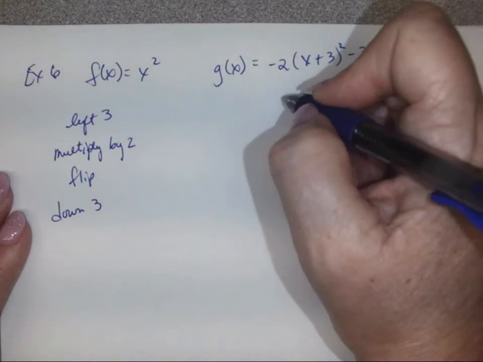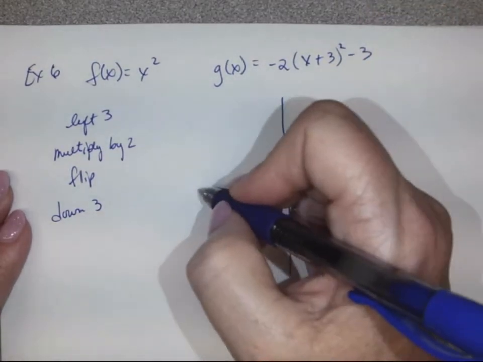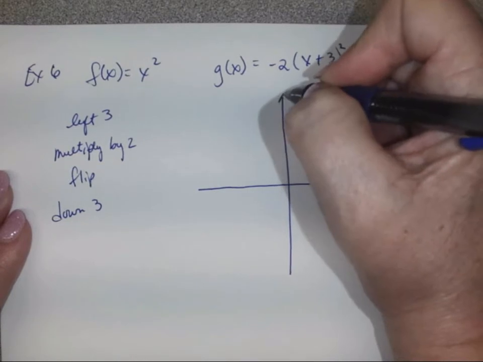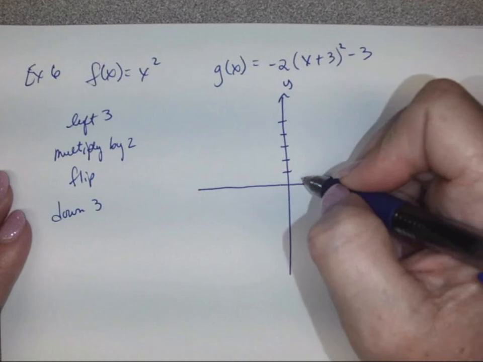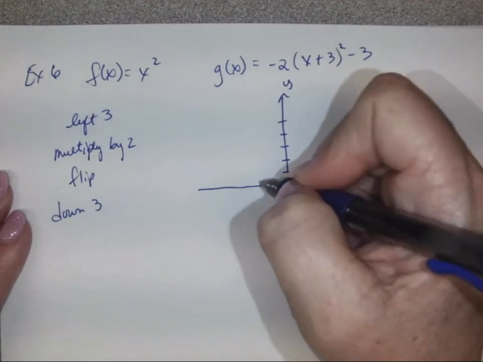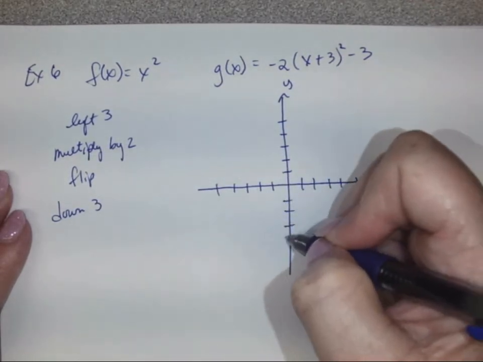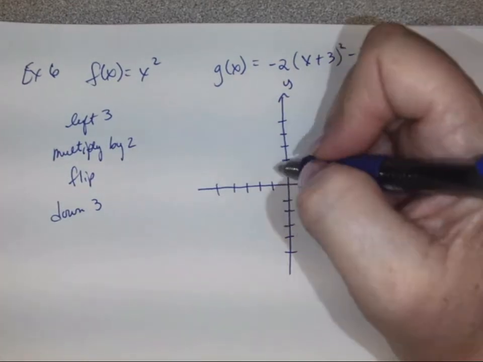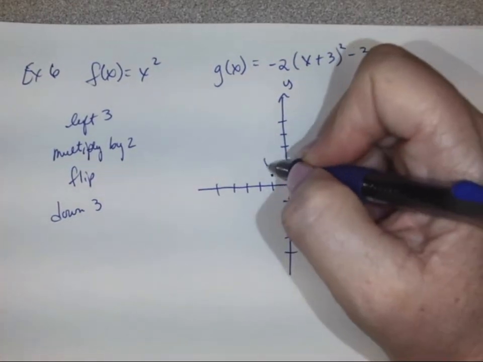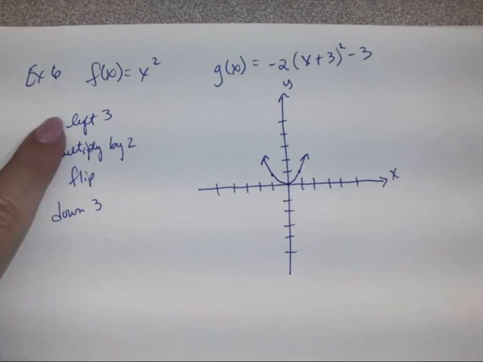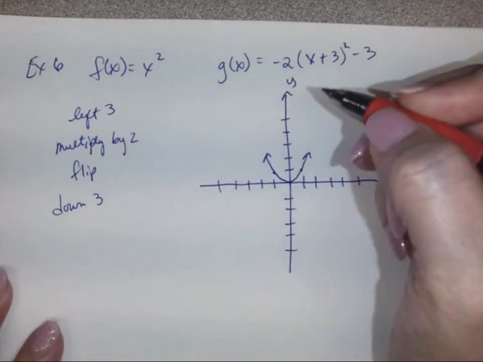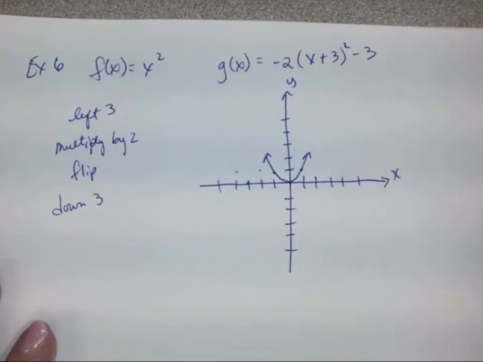So let's draw our graph. I'm going to make this one a little bit bigger because we have a little bit more to do here. 1, 2, 3, 4, 5. 1, 2, 3, 4, 5. All right, so again, original graph starting right here. And now let's see what we can do with this. So first of all, we have to move it over to the left 3. So 1, 2, 3. So it's going to land like right here.